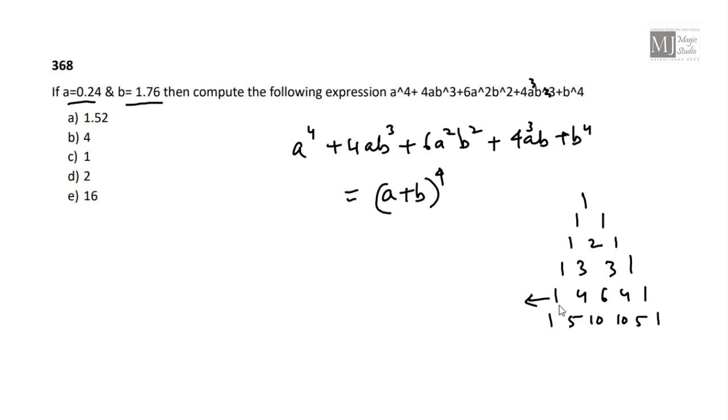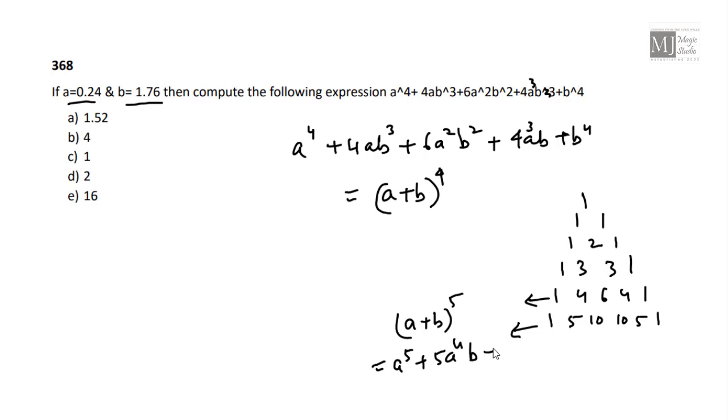With this help we can write a plus b to the power 4 is a to the power 4 plus 4a cube b plus 6a square b square plus 4ab cube plus b to the power 4. A plus b to the power 5. A plus b to the power 5 can also be written with help of 1, 5, 10, 10, 5, 1.